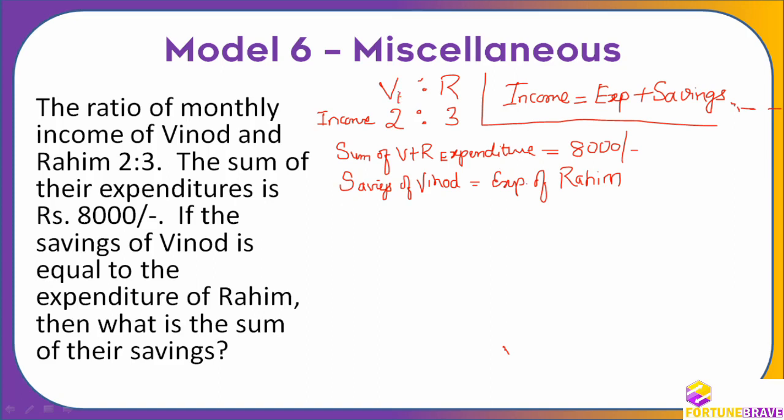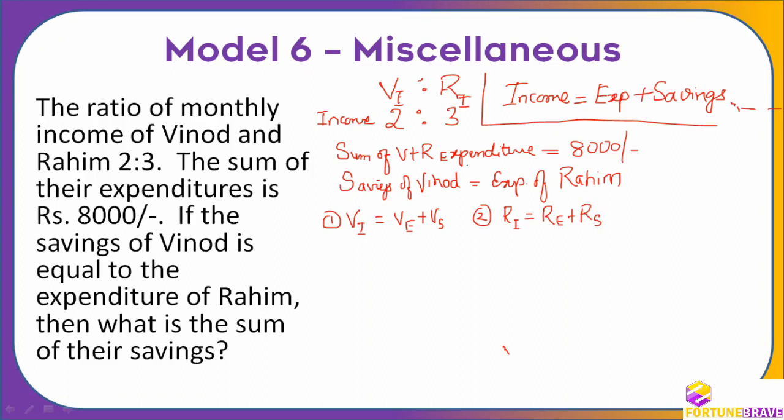So I'll write income of Vinod as VI and income of Rahim as RI. So Vinod income is equal to Vinod expenditure plus Vinod savings. This is already proven here, right? So this is the first thing we already know. So RI is equal to RE plus RS. So this is what it is, right?